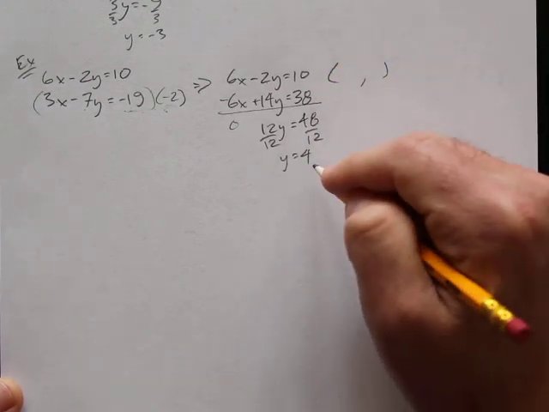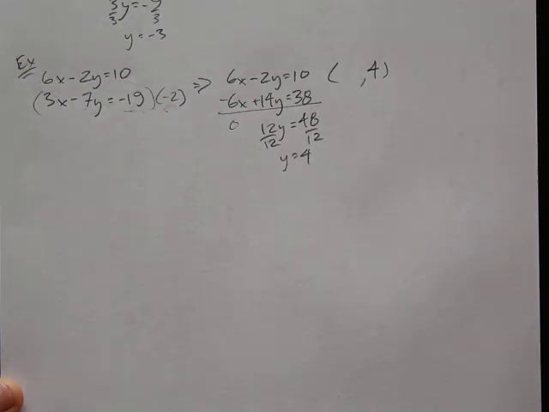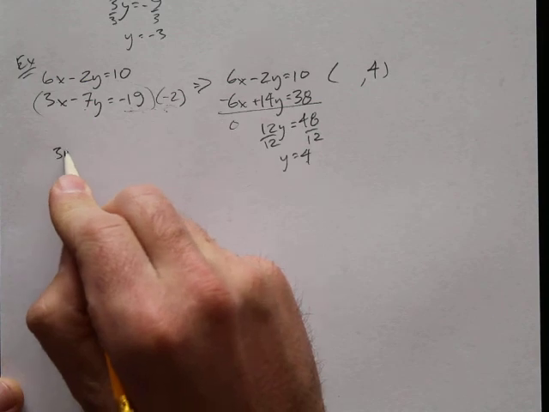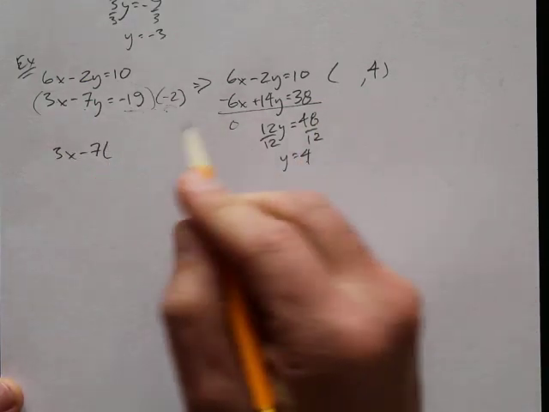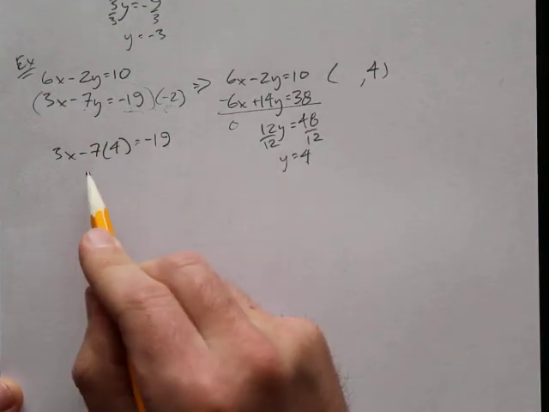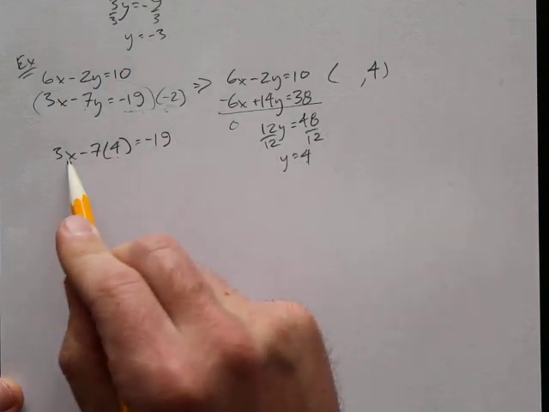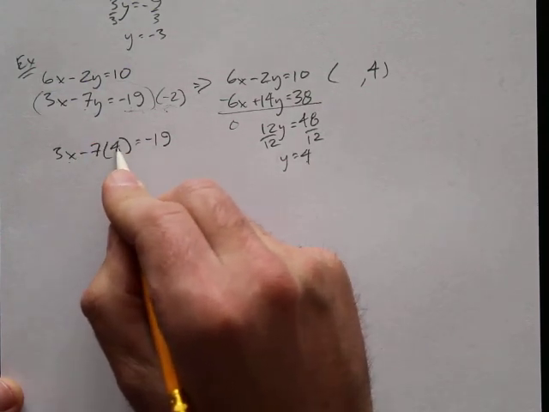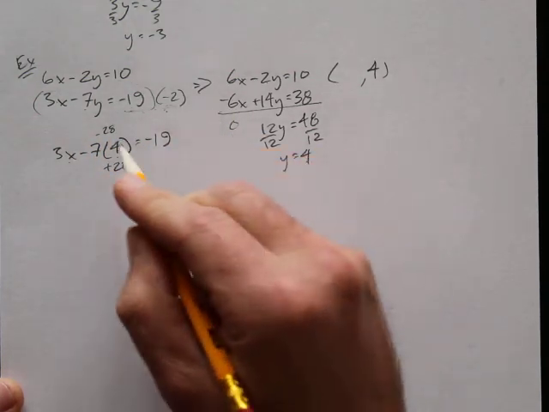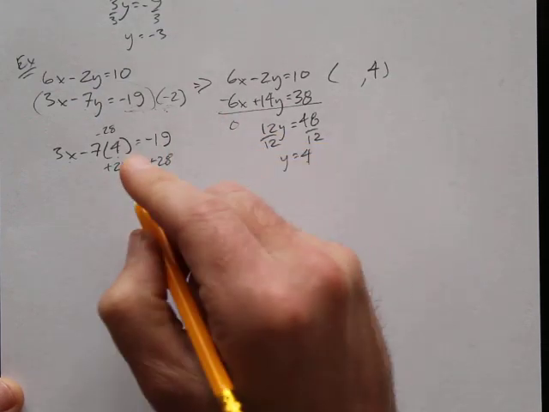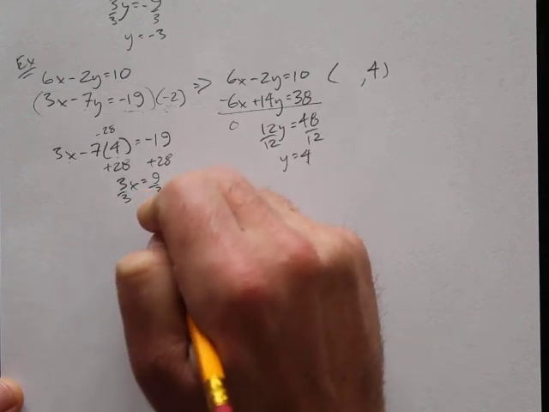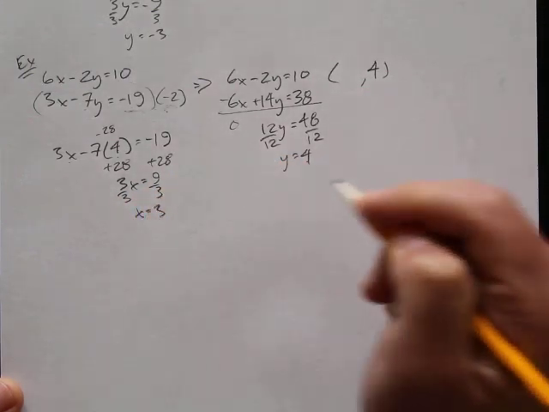So I'm going to start my ordered pair. y is 4, so I put that in the y spot. Take my y value, which is 4, and plug it into one of these. I'm going to plug it into the bottom one. So I have 4 in for y here equals -19. All right, so I plugged 4 in for y. Now I just need to solve for x. 7 times 4 is 28, so that's negative 28. So I'm going to add 28 to both sides to make those go away. 3x equals positive 9, divide by 3, and x equals 3.